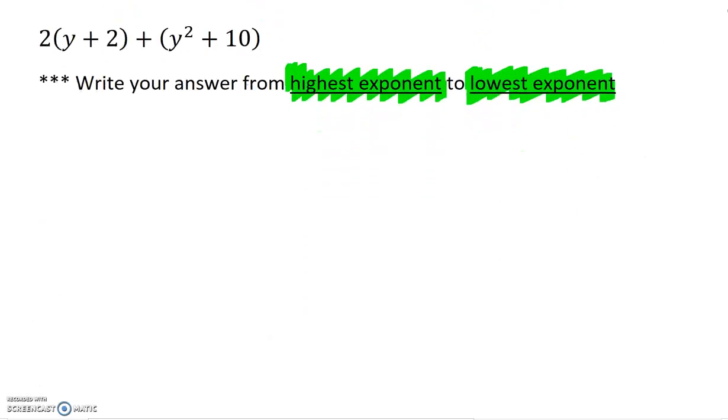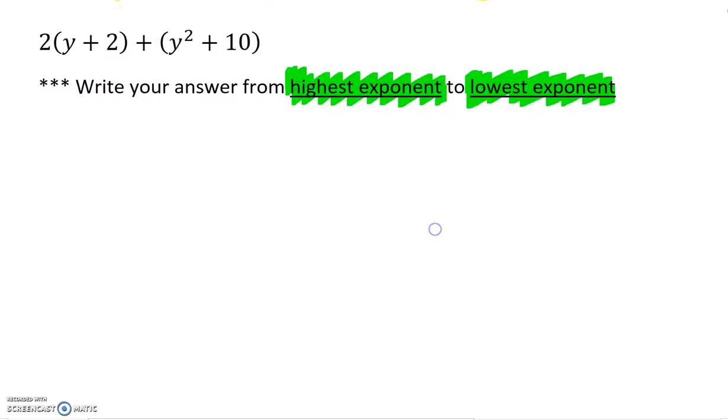All right, let's take a look at the last one. Now, in this case, we have a lot going on. We have parentheses. Can we do anything with the variables and numbers within the parentheses? The answer is no. We cannot simplify those. So the next thing we'd have to think about is, can we distribute? And the answer is yes. So the first thing we are going to do is distribute. So we have 2y plus 4.